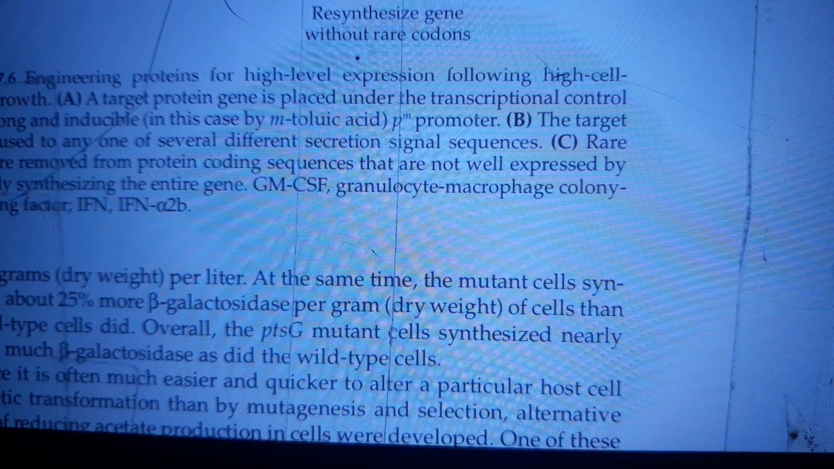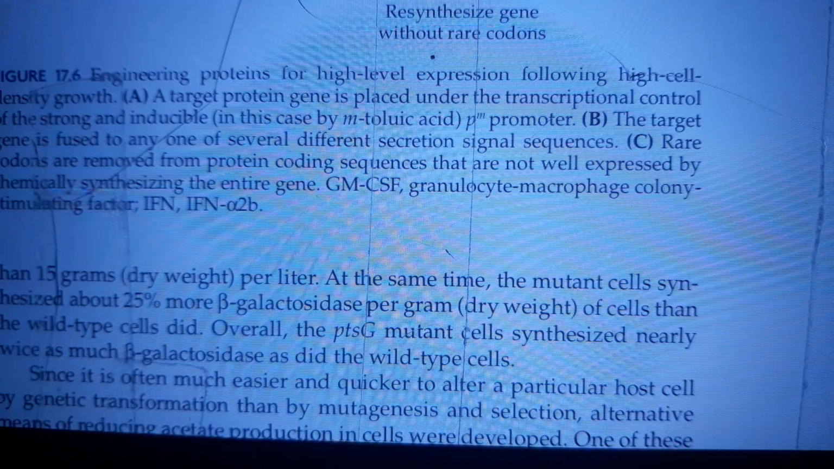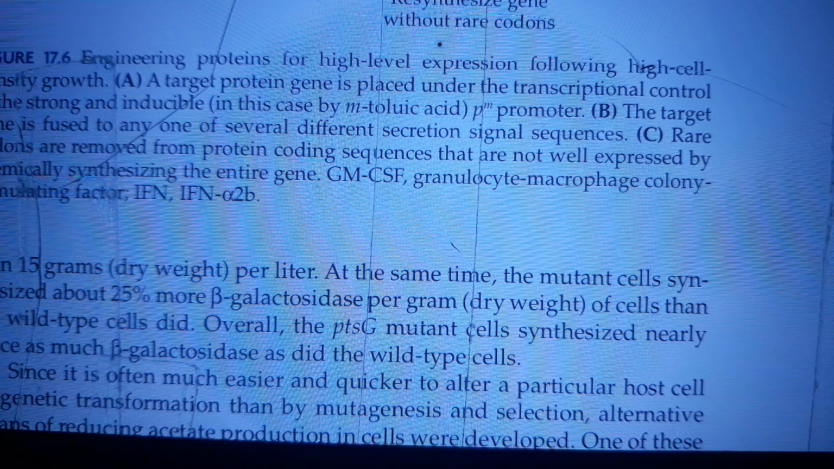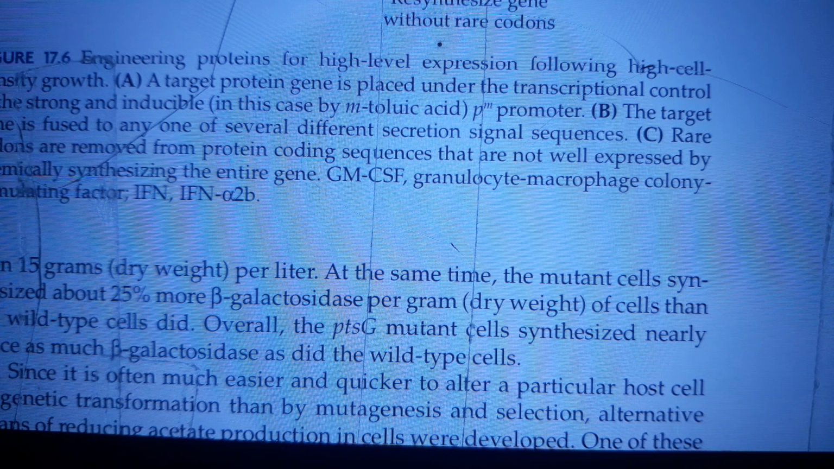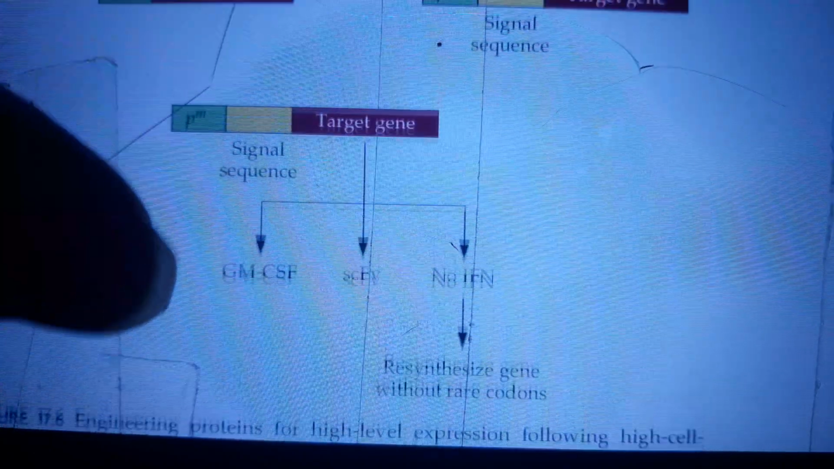This is figure 17.6, which shows engineering proteins for high-level expression following high cell density growth. A target protein gene is placed under the transcriptional control of a strong and inducible promoter, in this case inducible by arabinose. The target gene is fused to any one of several different secretion signal sequences. Rare codons are removed from proteins that are not well expressed by chemically synthesizing the entire gene. GM-CSF is granulocyte-macrophage colony stimulating factor. That is the diagram there.